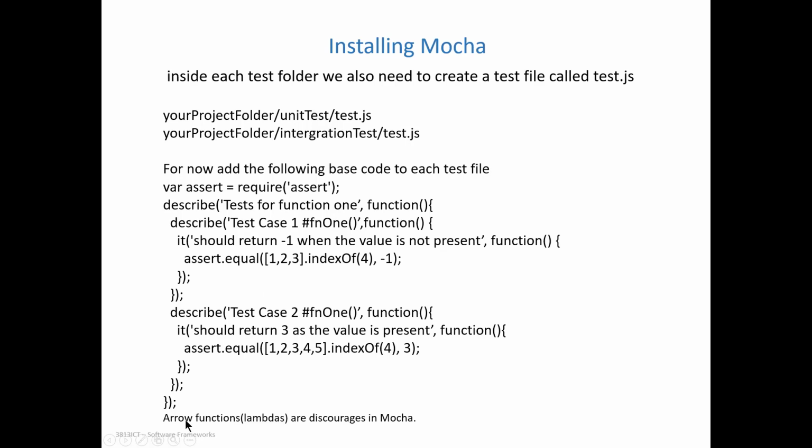As a general thing that I've read, the arrow functions or the lambda functions are sort of discouraged in Mocha. They change the base context of this within the function. So they would prefer to use the standard callback function using a function rather than a lambda or arrow function.